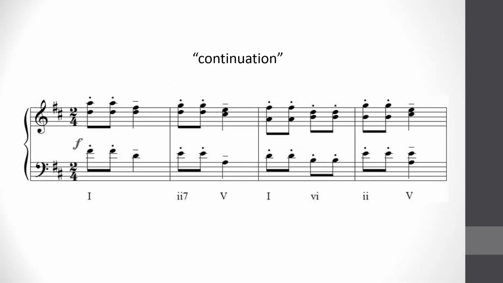Here's an example of a harmonic phrase that suggests continuation. This piece is in the key of D major. The last two chords in this example form a half cadence. Usually a half cadence is 1 to 5, but it can sometimes occur as 2 to 5 as mentioned previously.